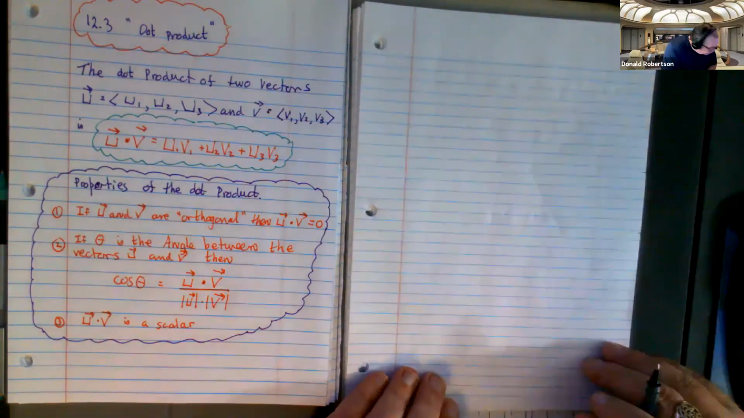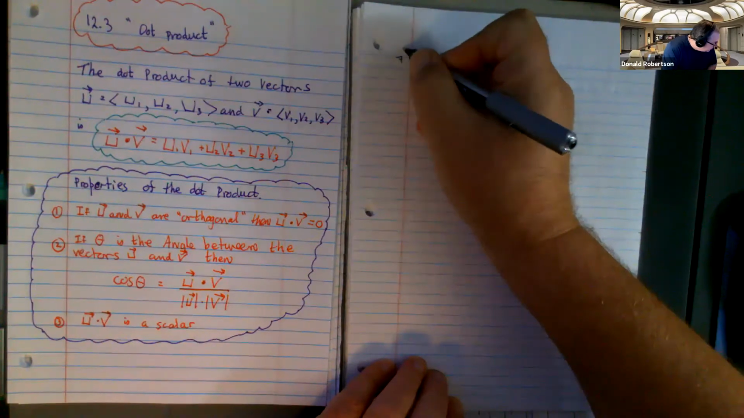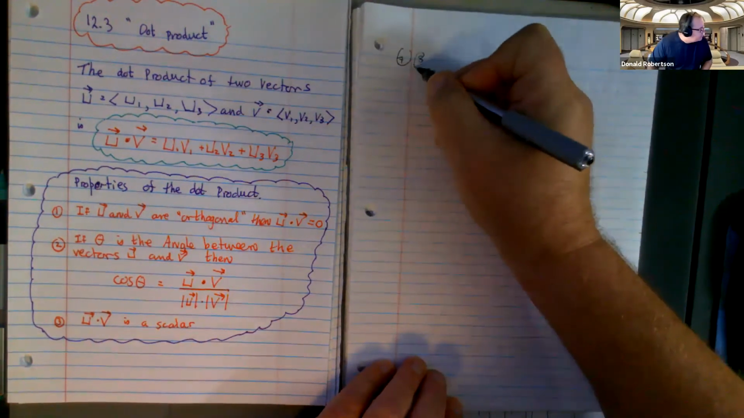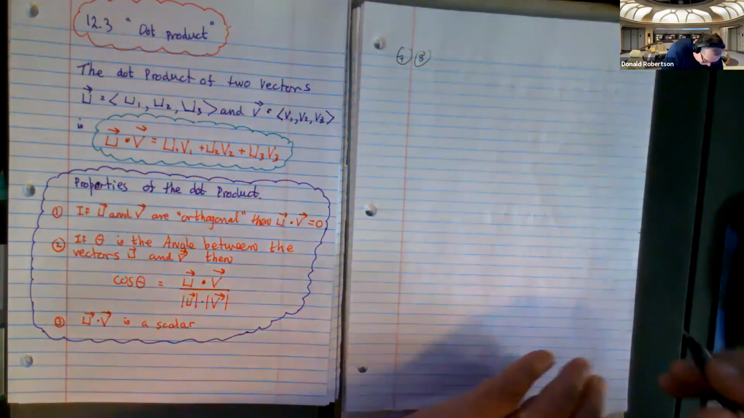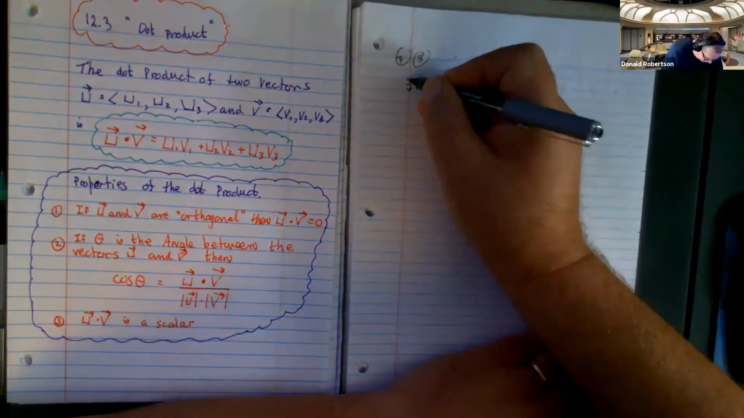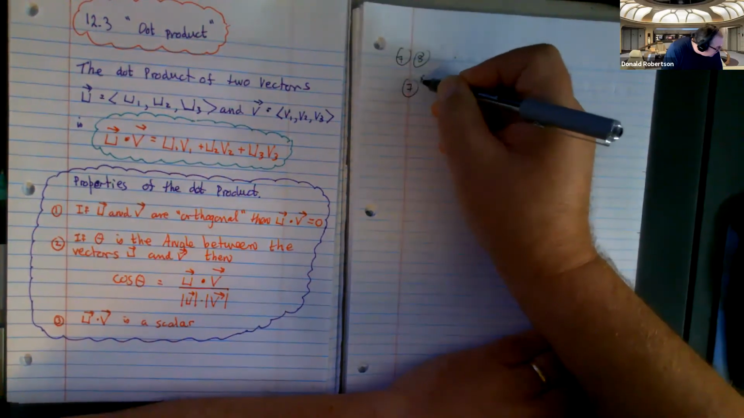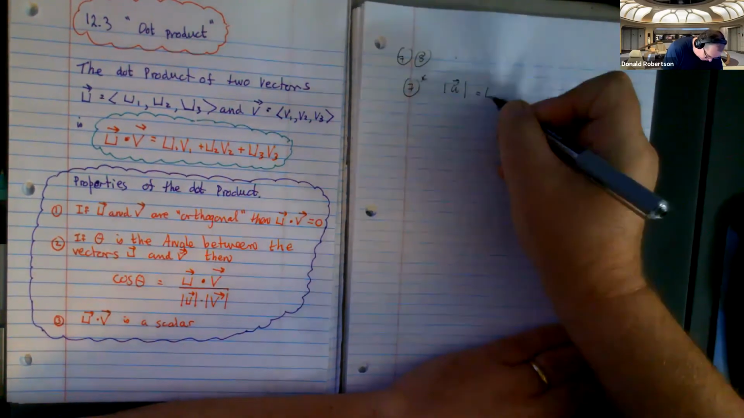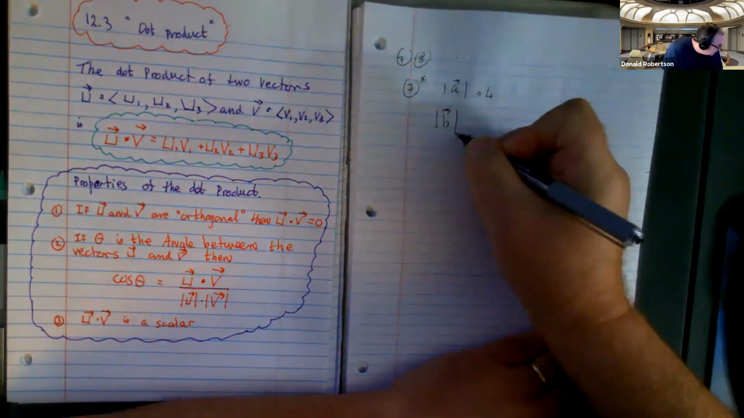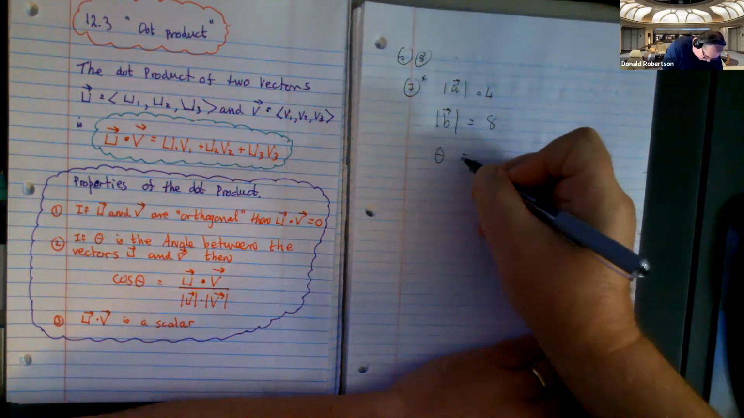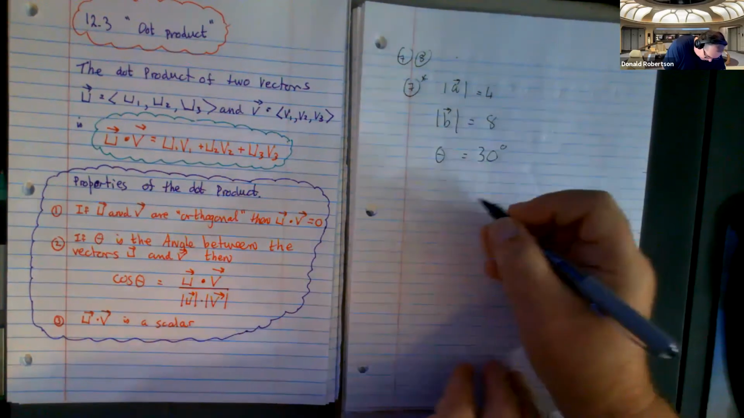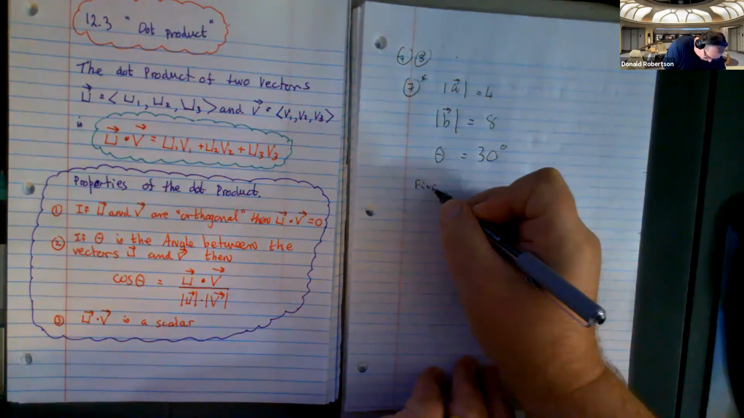So next question is going to be question 7, question 8. See if there's any more like that. 7 and 8, not much. Let's do 7 as an example of this. You're told the magnitude of vector A is 4, and the magnitude of vector B is 8, and that the angle between the two vectors is 30 degrees, and we're being asked to find the dot product.